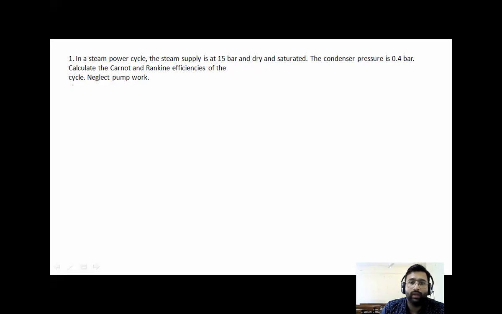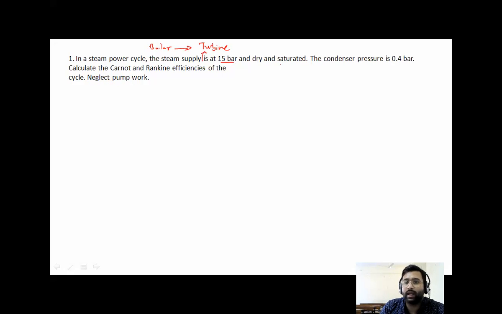Okay. Now here they have given steam supply. Where is steam supplied? Where is steam generated? In the boiler. Yes. So in boiler steam is generated, and where is it supplied? Turbine. Correct. So steam is supplied to turbine at 15 bar.